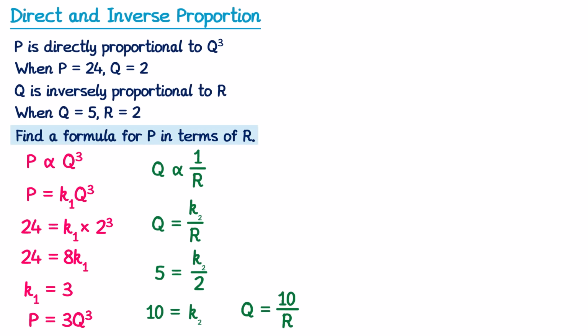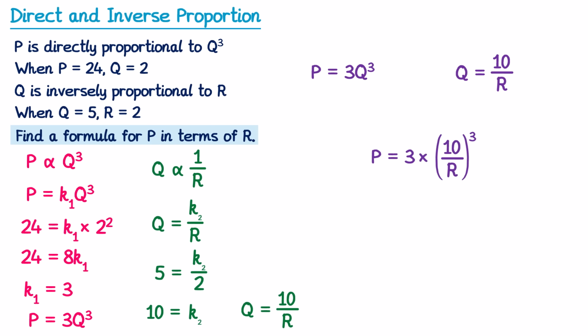Now we're ready to find a formula for p in terms of r. So if we take the two relationships we've already found, p is equal to 3q to the power 3 and q is equal to 10 over r. So here we have p in terms of q and also q in terms of r, but we've been asked for p in terms of r. So we want a formula that starts with p but doesn't have any q's in it and instead has r's. So what we'll do is take the first one, p is equal to 3q to the power 3, but we're going to substitute the q. We know from the second one that q is equal to 10 over r, so we can replace that q to the power 3 with 10 over r to the power 3.